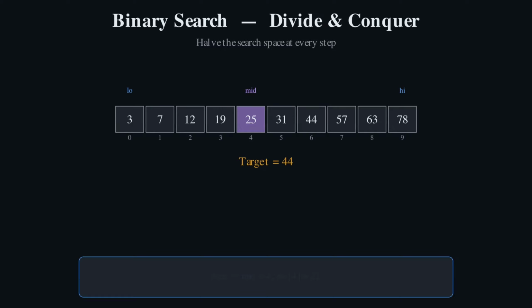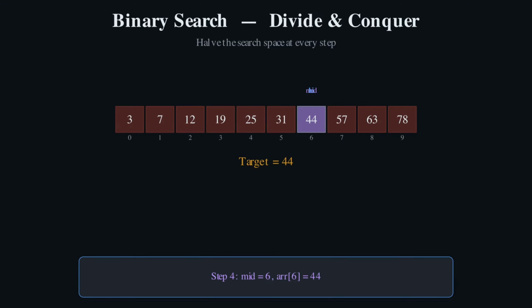You've found it. If the target value is smaller than the middle element, you know the answer must be somewhere in the left half of the list, so you completely discard the entire right half. If the target is larger, you discard the left half instead. Then you repeat the same process on the remaining half. Find the new middle, compare, and halve again.